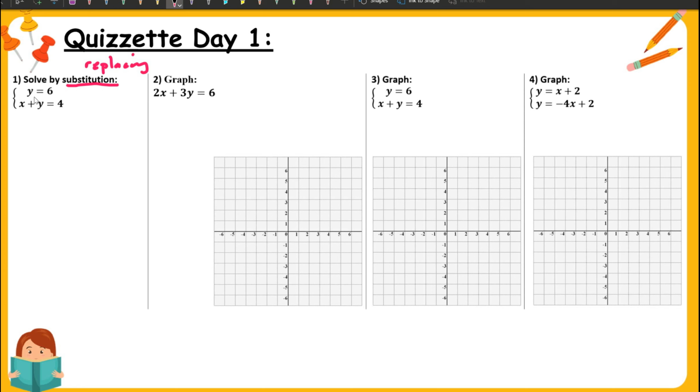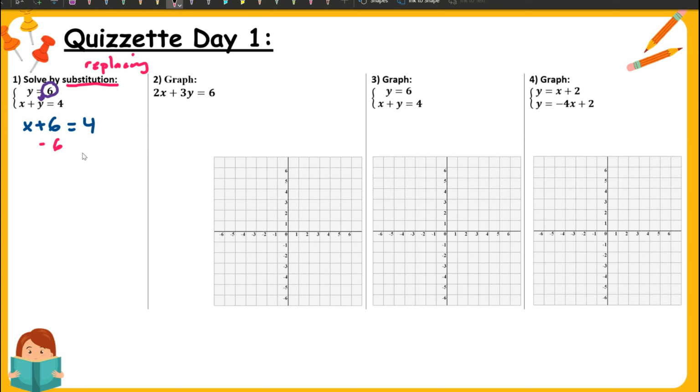So if you look at the equation, they tell you y equal to 6 and x plus y equal to 4. So they did give you the answer for the y equal to 6, so we're going to plug it in. Instead of x plus y, we already know y is 6, so that will be x plus 6 equal to 4. So the step that you replace y by 6 is called substitution. Alright, continue solving for x.